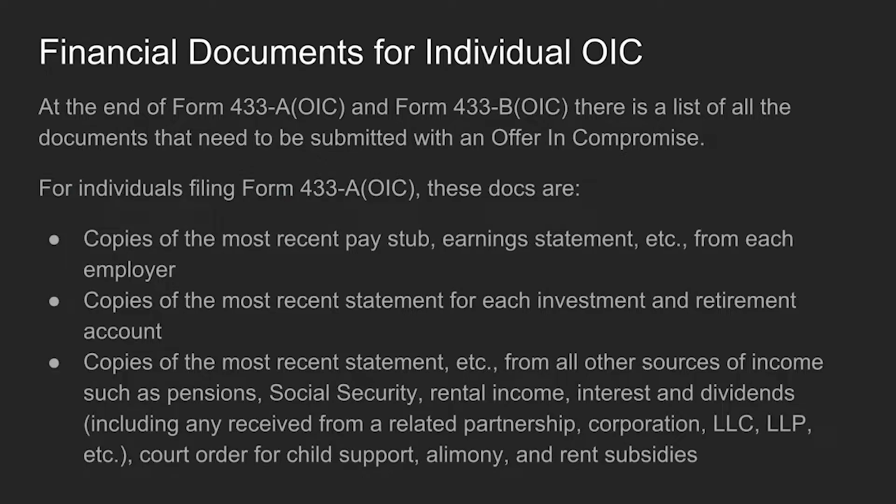At the end of Form 433A OIC and Form 433B OIC, there's a list of all the documents that need to be submitted with the offer in compromise. Now I'm going to go through the list for 433A OIC first, and I'm going to add some notes to it based on my experience, why they are asking for these documents.